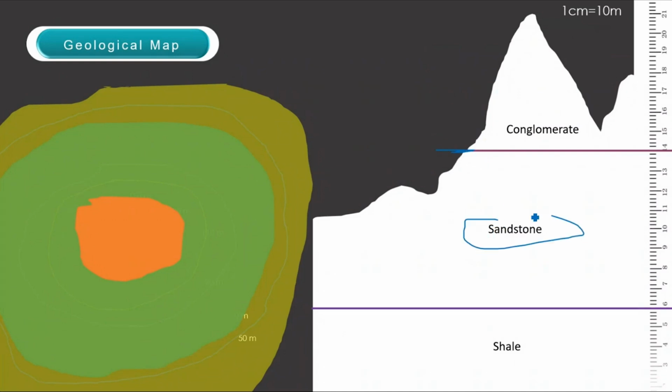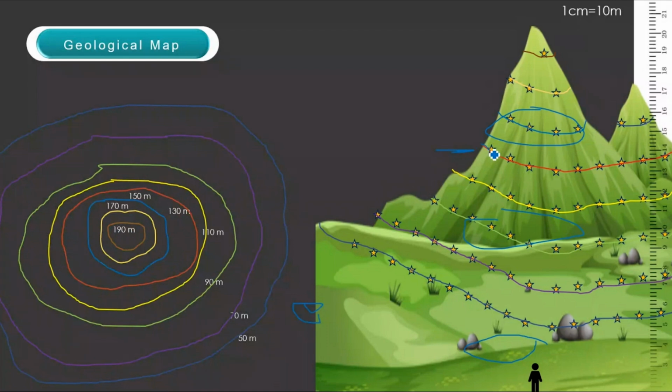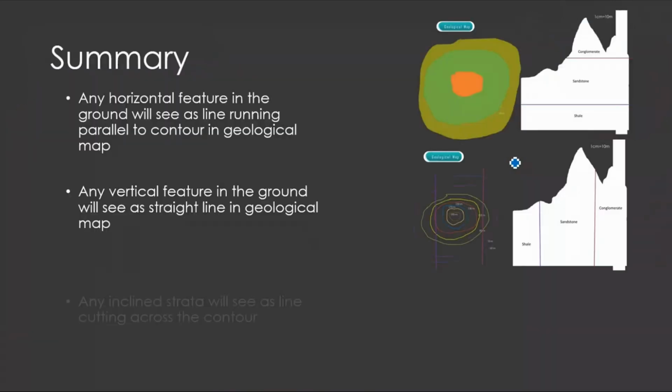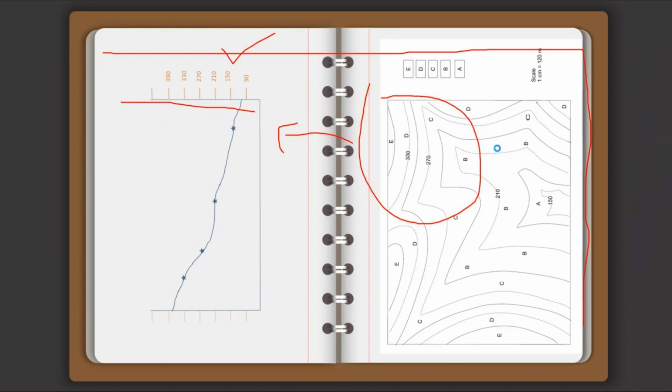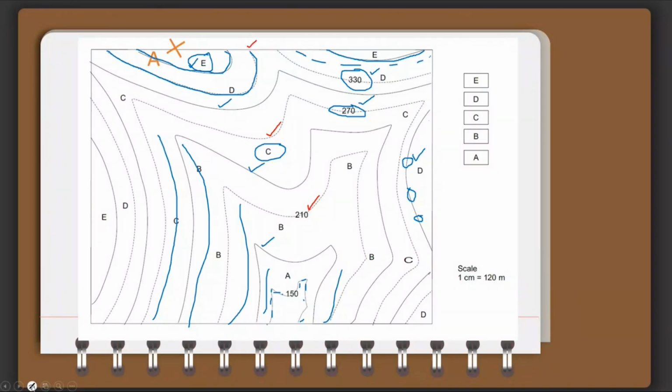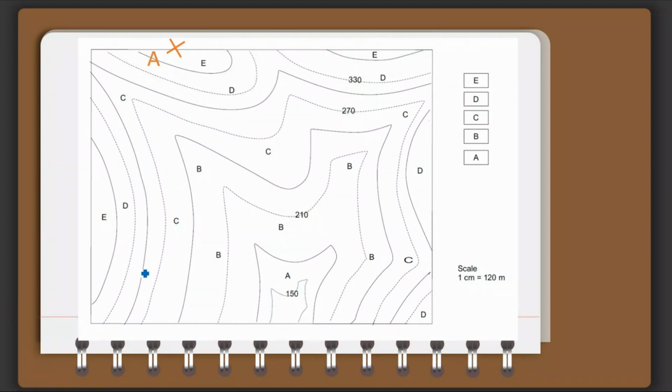This is a contact between sandstone and conglomerate, and this is another lithological contact, which is a contact between shale and conglomerate. The contours I am talking about are these. So these are the things shown in the map here. If you see this kind of map, the first thing is to have a clear understanding of the contours and the lithological boundary.